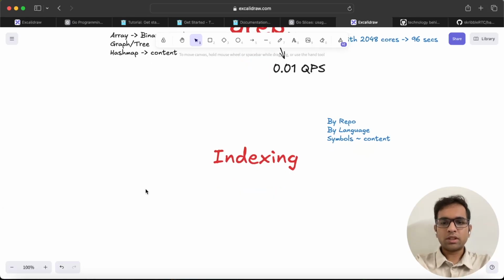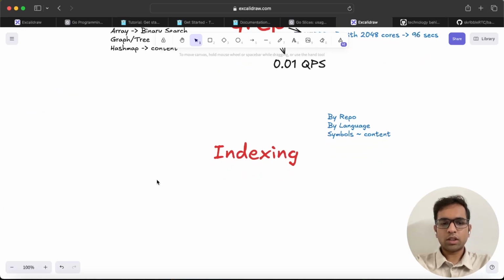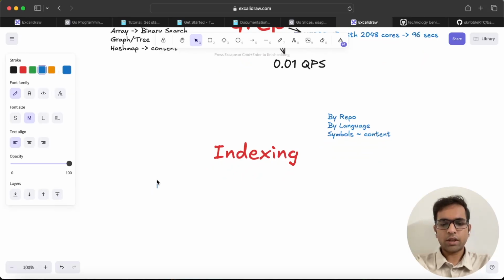So what they have done is, let's say for every file that we put in GitHub, every file has an ID, right? So that ID is mapped to a language that is being used in it. So this is the forward index, right? So this is going to be our forward index.